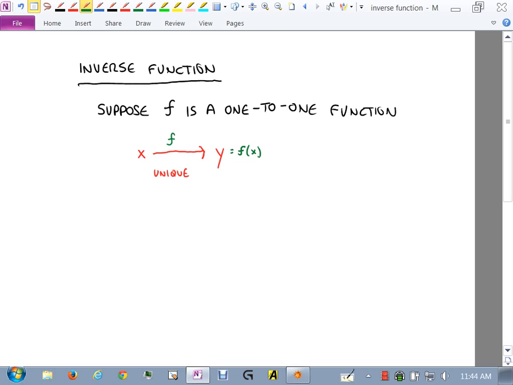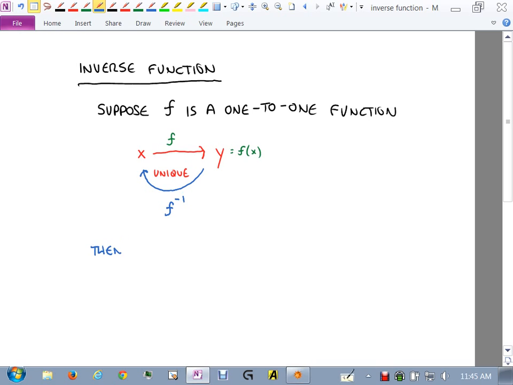Because when I go backwards, I only come from one place, right? So what we want to define here is the function that takes you backwards. That function would take you back. I should draw it like this. Takes you back to x. From y back to x. That is a function that takes you backwards. And it is called the inverse function. And we have a special notation for it. It's f with the little -1 written on it. A little -1 exponent.